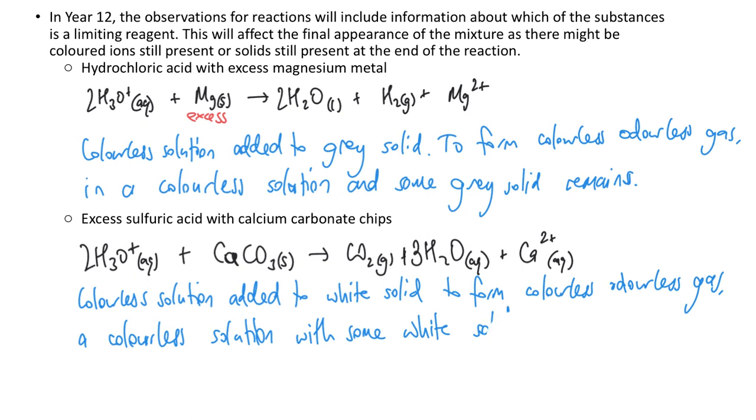No white solid remaining because it's got excess acid, which means they're going to all completely run out of the CaCO3. Okay, so therefore you should write out all white solid dissolves. Okay, just to show that you understand which one's in excess.